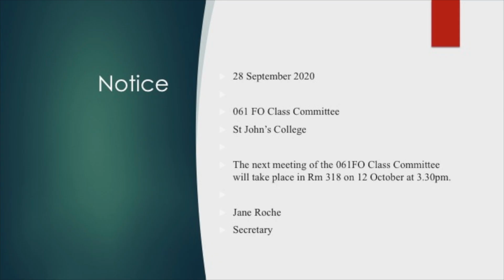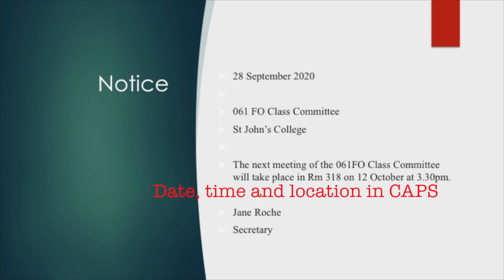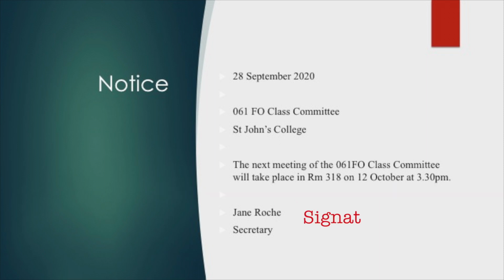So here we have a typical notice, and you can see the title, notice, at the side. We have the date it was sent, the name of the group meeting, in this case FO Class Committee, all capitals. The main body of the notice then contains the date, the time, and the location of the meeting. Again, all in capital letters, and finally it is signed by the secretary of the meeting.